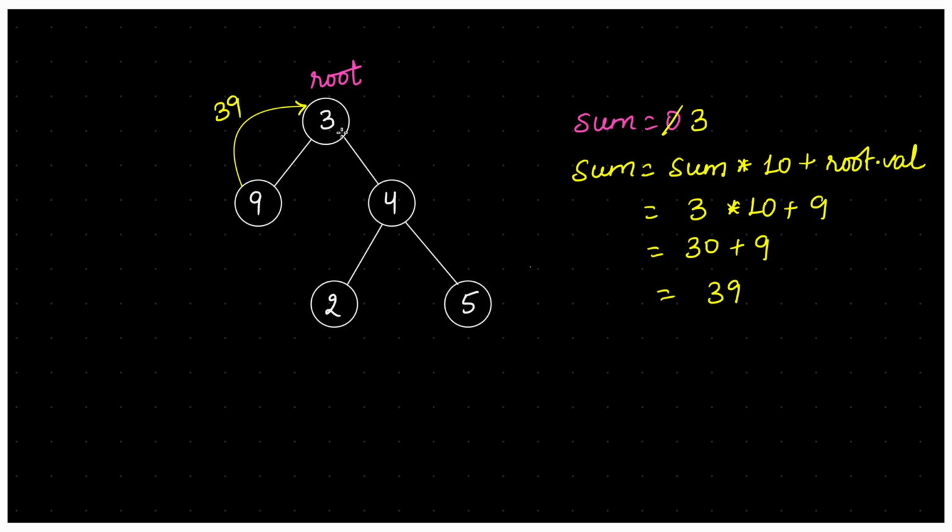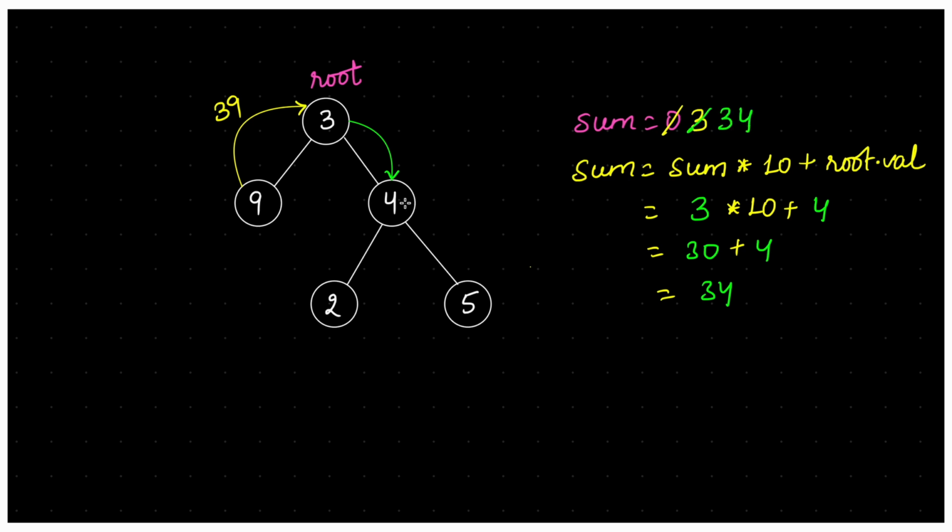So now you will start processing this particular tree from the right side. Okay, let's do that. Let's process it. So now from 3, you will come to this 4, and this is a non-null node. So now you will calculate the sum. This would become 3, the current sum, into 10 plus 4, which is 30 plus 4, 34. Great. So now sum has become 34.